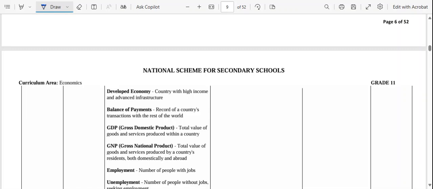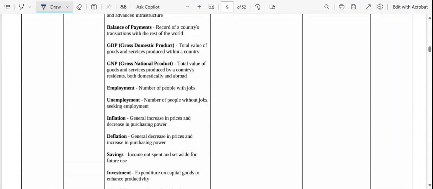We have GDP, gross national product. This is the total value of goods and services produced by a country's residents, both domestically and abroad. What do we mean by domestically? When we say domestic, we mean that it's within your country, and abroad means that it's outside the scope of your country. An interesting term that you might ask yourself is, what is inflation? This is a general increase in prices and decrease in purchasing power. When inflation occurs, these are usually sad times for the country's citizens. Poor leadership and bad leadership lead to inflation, and good leadership leads to deflation. Deflation generally means a general decrease in prices and an increase in purchasing power.